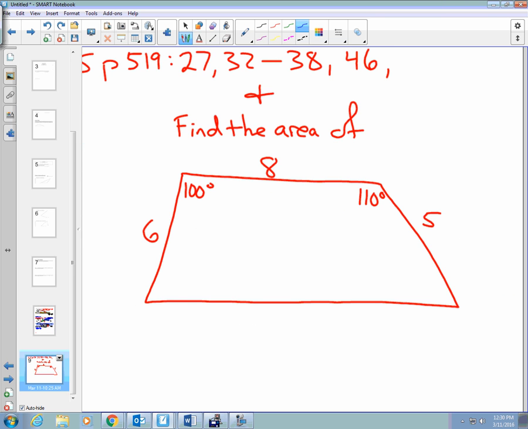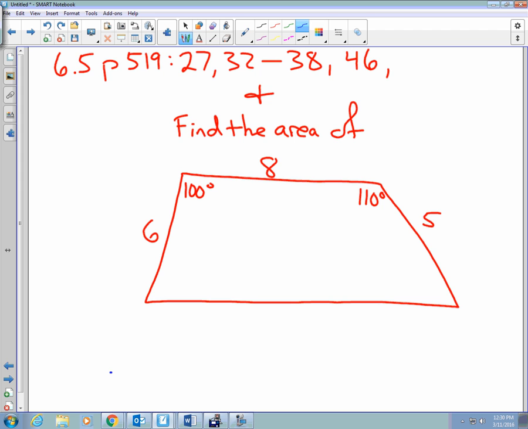Here's your assignment. First of all, you have page 519, numbers 27, 32 through 38, 46. And then I also want you to find the area of that figure.